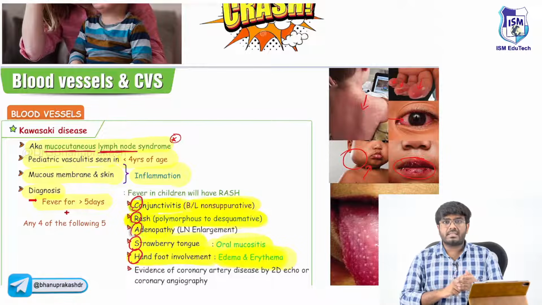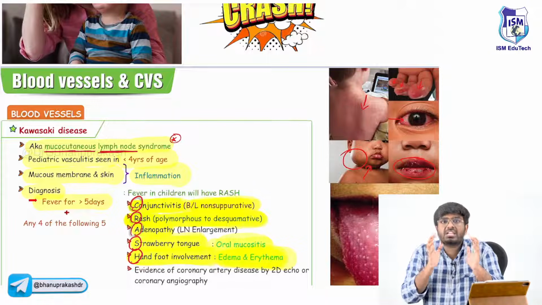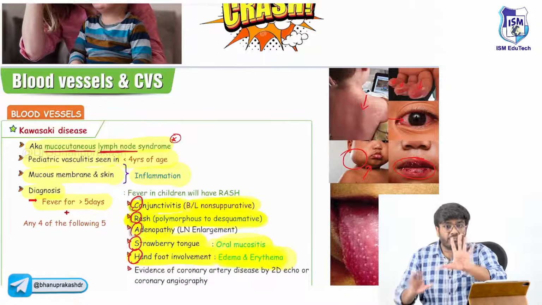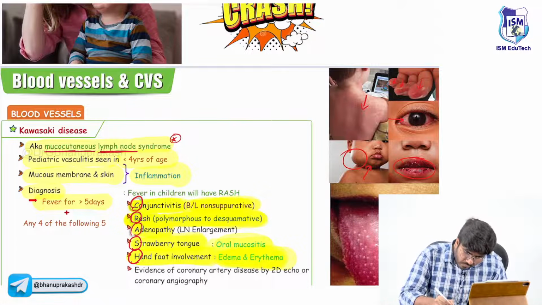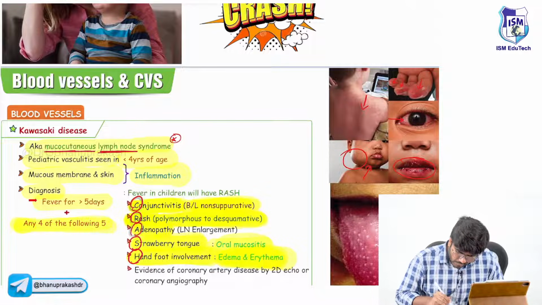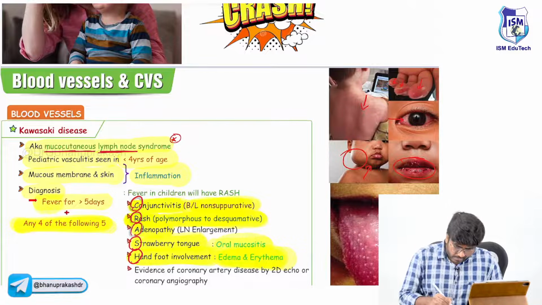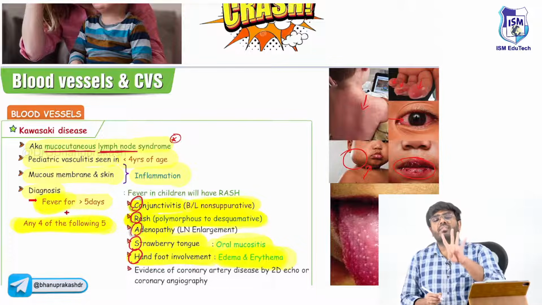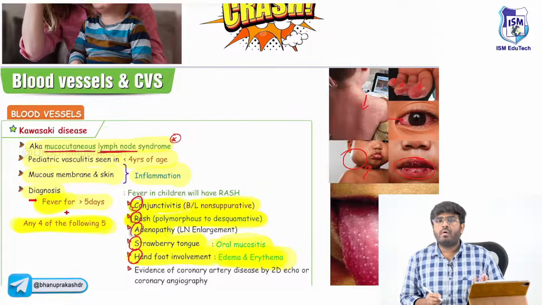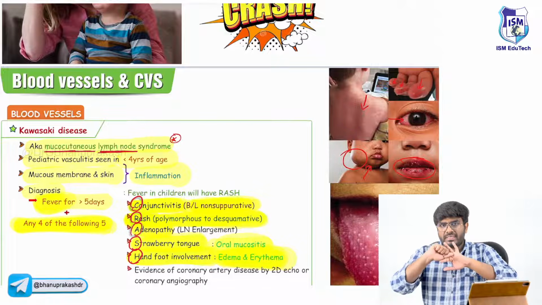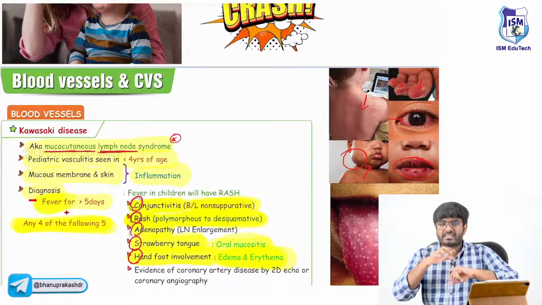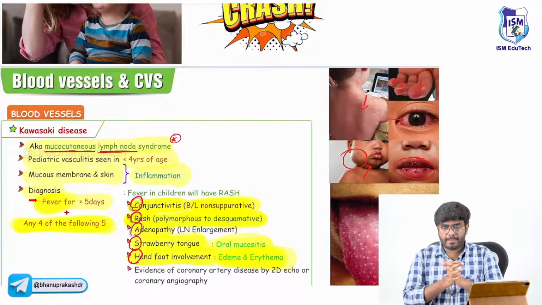How to put the diagnosis? How we can establish the diagnosis is, sir, I have shown you 5 features, CRASH. Fever plus any 4 of the following 5: C for conjunctivitis, R for rash, A for adenopathy, lymphadenopathy, S for strawberry tongue, oral mucositis, and H for hand and foot involvement.